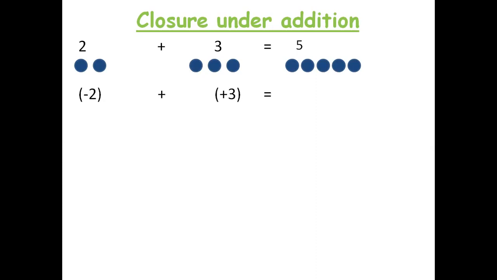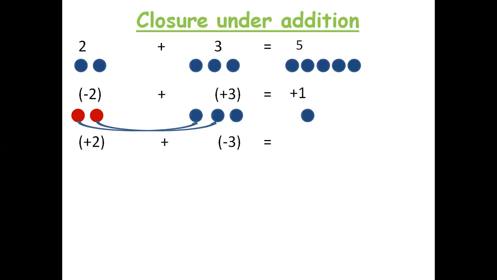-2 plus 3. Take 2 negative coins, 3 positive coins. Here 1 negative coin and 1 positive coin. -1 plus 1 becomes 0. So remaining is 1 positive coin. So the answer is plus 1.